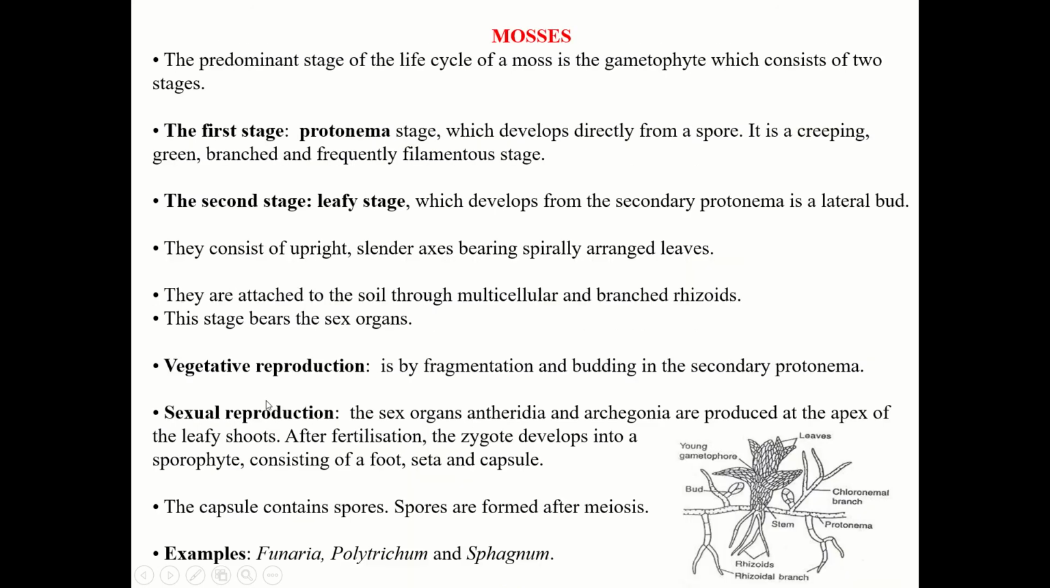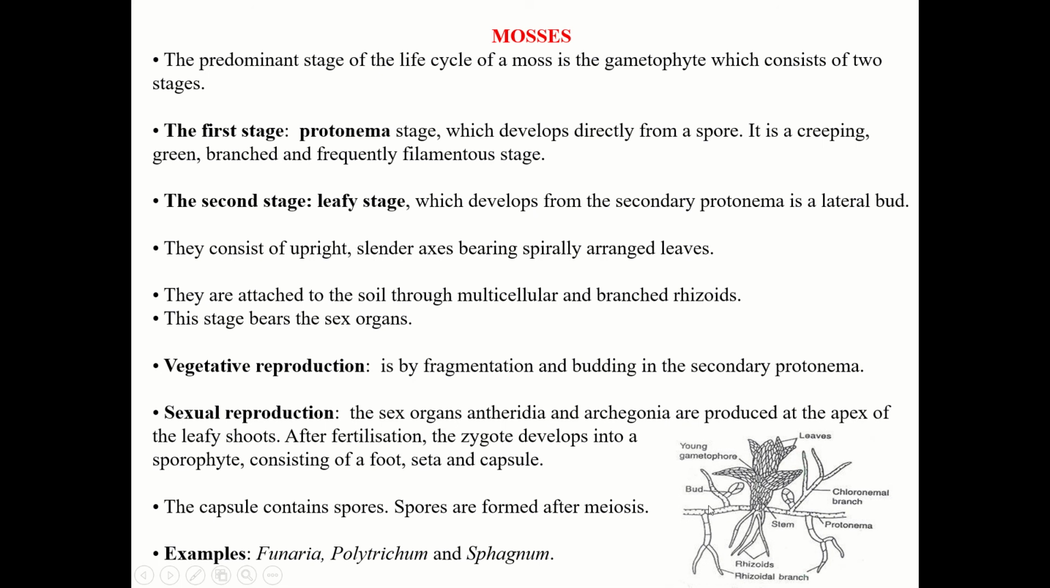Now the next group of bryophytes are mosses. The predominant stage of the life cycle of moss is the gametophyte. The gametophyte is the dominant stage, which again consists of two stages. The first stage is the protonema stage and the second stage is the leafy stage. Now in the protonema stage, this stage develops directly from a spore. It is a creeping structure, green in color, branched and frequently filamentous.